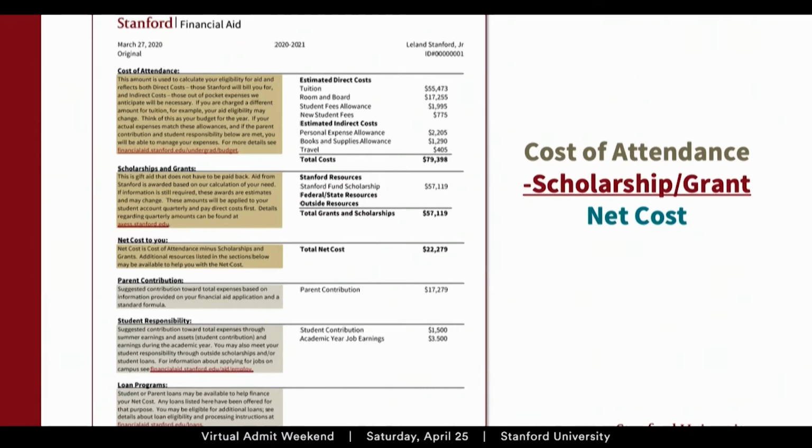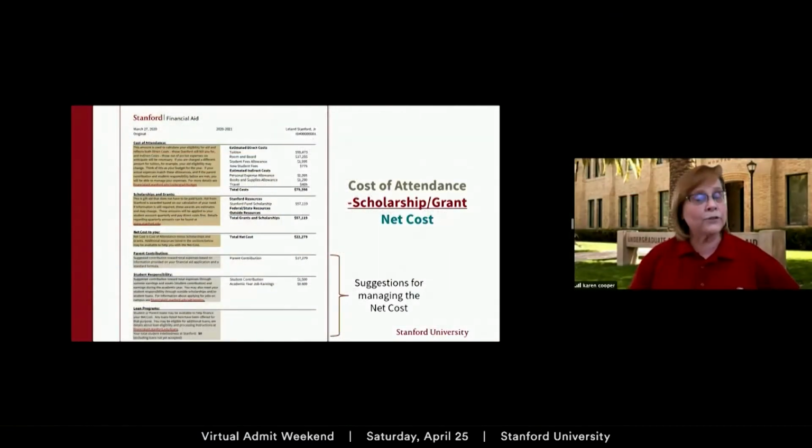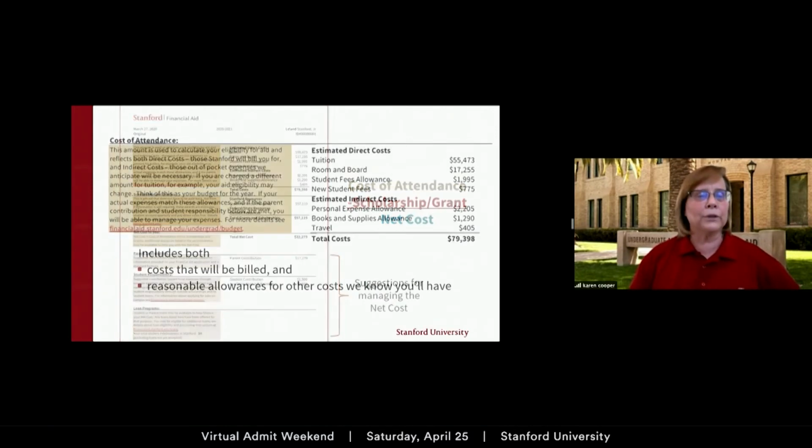The bottom half of the page shows the calculated parent and student contributions that we use to calculate your eligibility, as well as any loans that you've been offered. You can think of these items as our suggestions for managing that net cost. Now let's talk about each one of these components.